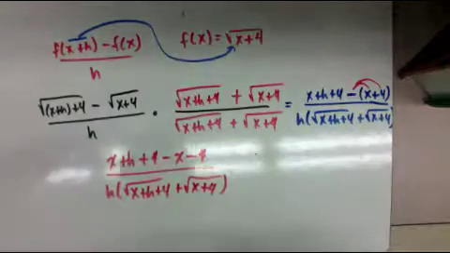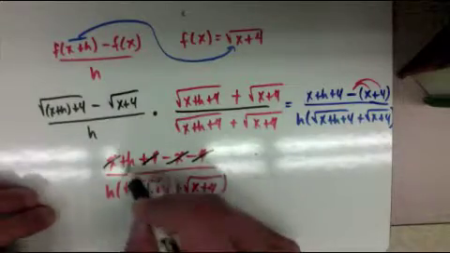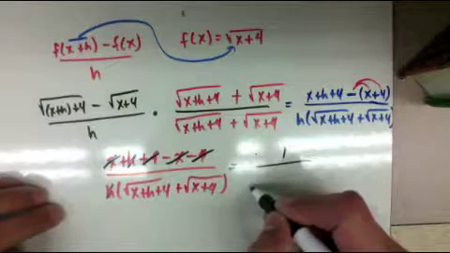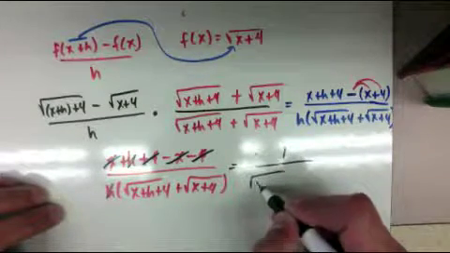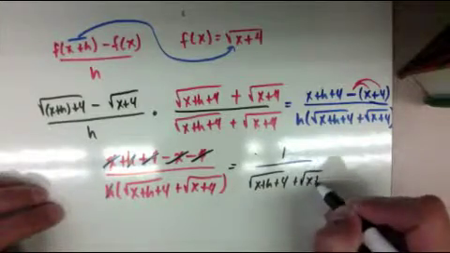Now let's try to go ahead and simplify things out. X minus x, 4 minus 4, h divided by h, you are going to get 1 over square root of x plus h plus 4 plus the square root of x plus 4.